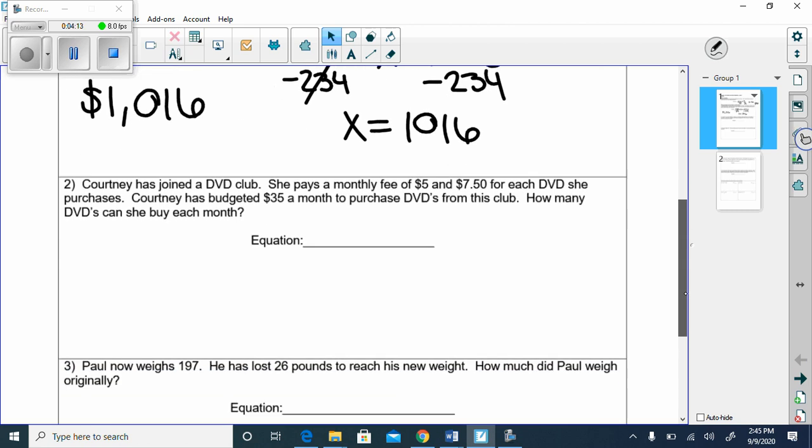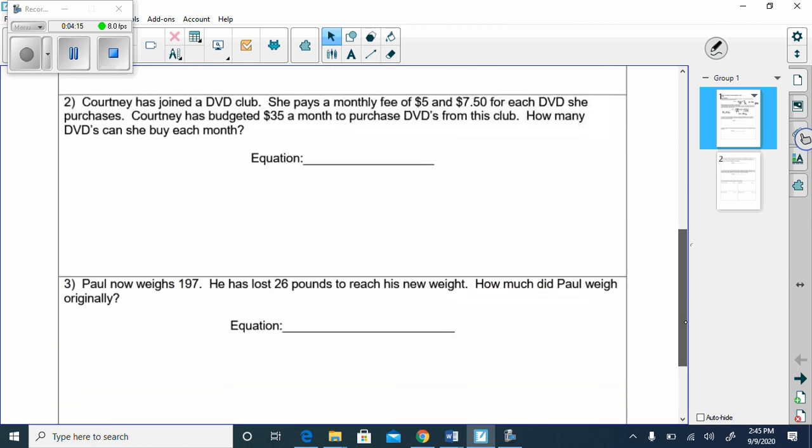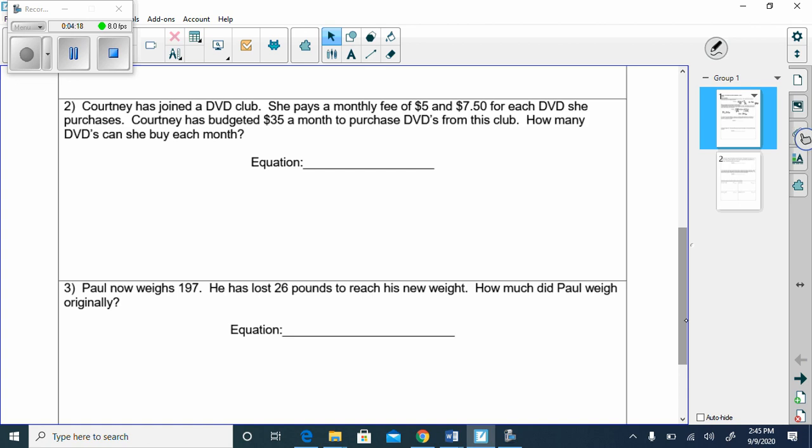Okay, let's look at number 2. So number 2 says that Courtney has joined a DVD club. She pays a monthly fee of $5. And then she pays $7.50 for each DVD she purchases. Courtney has budgeted $35 a month to purchase DVDs from this club. How many DVDs can she buy each month? So this is similar to some of those ones we were doing yesterday, right? There's some fixed cost and then something additional depending on how many.